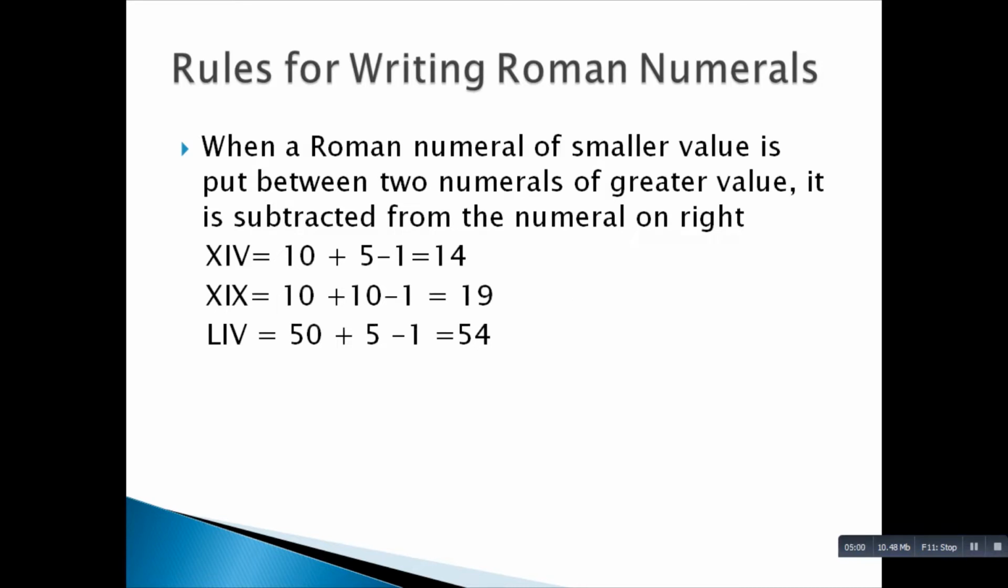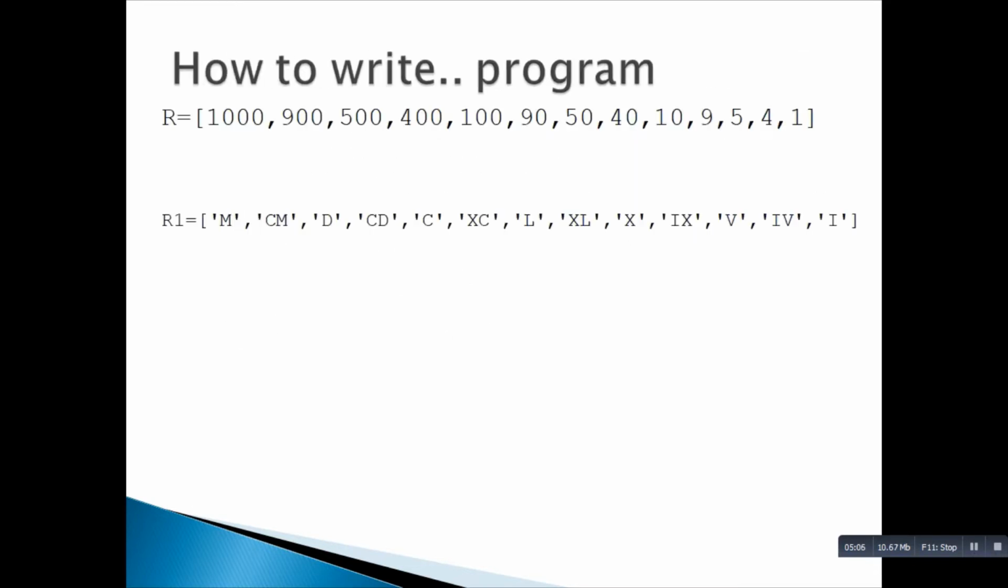That is, different alphabets are also used in the case of Roman numerals, and you have to understand all this. So how to write the program? For this purpose, I have created one list, and in this list I have placed some values. The values are, as you can see here, 1000, 900, 500, 400, 100, 90, 50, 40, 10, 9, 5, 4, 1.